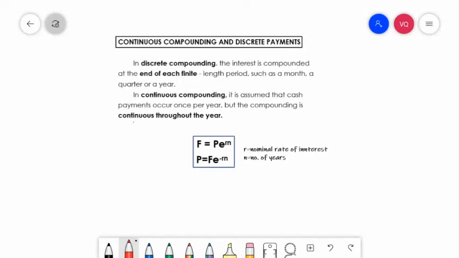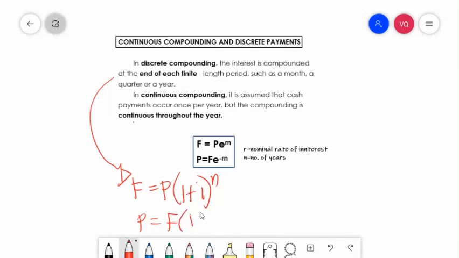Our next topic is the continuous compounding and discrete payments. In discrete compounding, the interest is compounded at the end of each finite length period such as a month, a quarter, or a year. So this discrete is equal to F equal to P multiplied by (1 plus I) raised to N, or P is equal to F (1 plus I) raised to negative N.